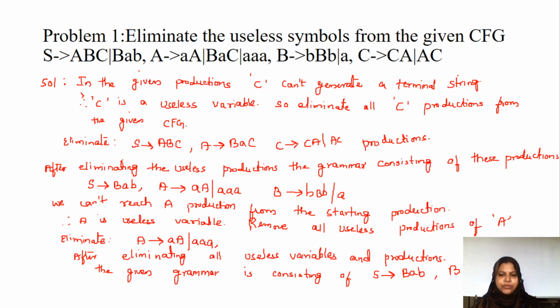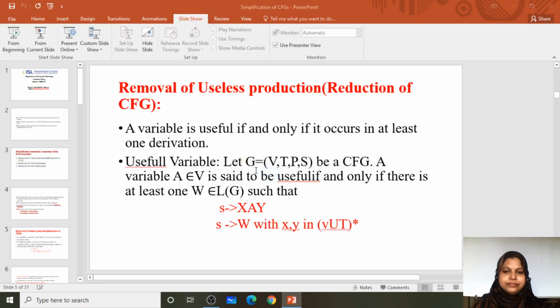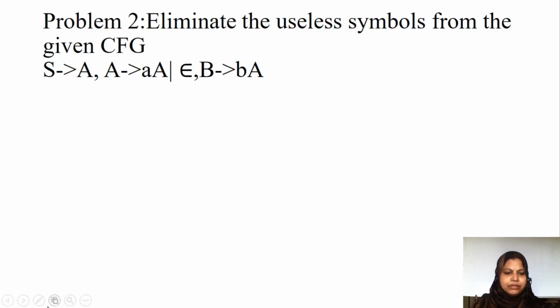Here, S tends to BAB, B tends to BBA is equivalent to S tends to ABC, BAB, A tends to AA, BAC, AAA, and B tends to BBA, C tends to CA and AC. These are the equivalent. Now this one is the second one. Eliminate the useless variables from the given CFG.